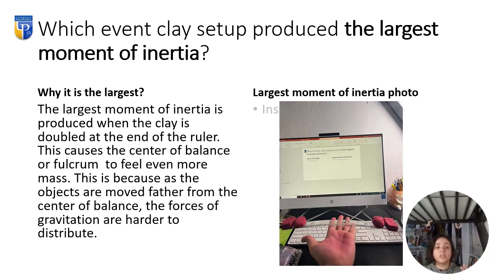When asked which event clay setup produced the largest moment of inertia, I said the largest moment of inertia is produced when the clay is doubled at the end of the ruler. This causes the center of balance or fulcrum to feel even more mass. This is because as the objects are moved farther from the center of balance, the forces of gravitation work harder to distribute the mass. So that is why it has the largest moment of inertia.